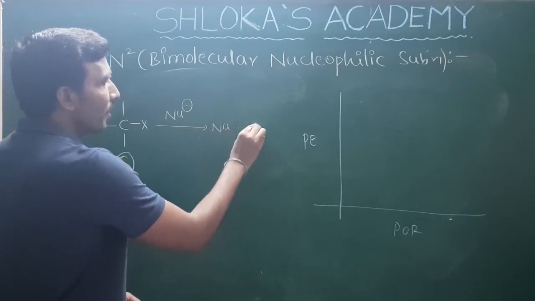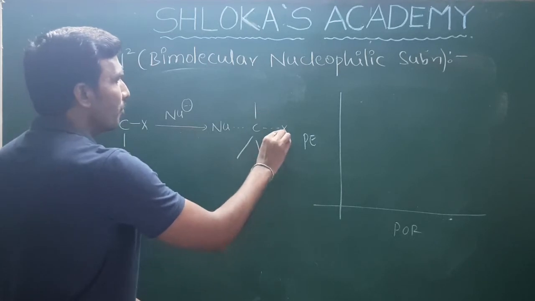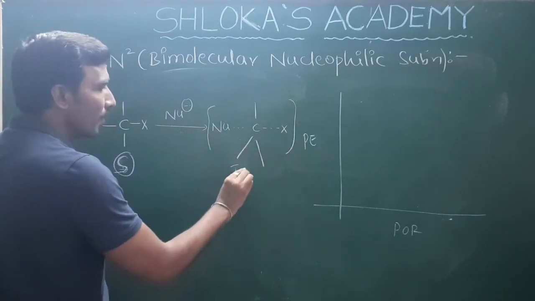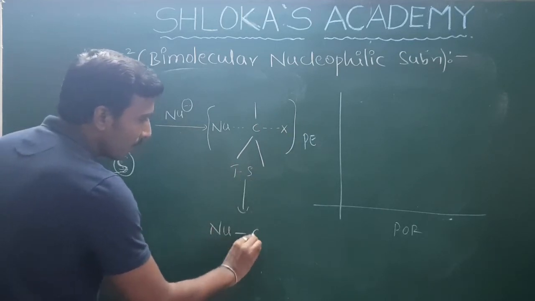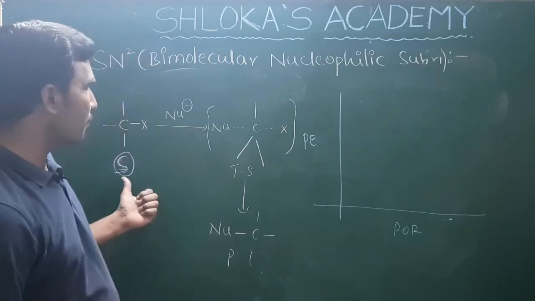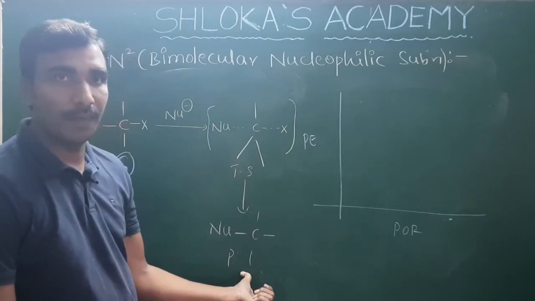The nucleophile is slowly attaching to the carbon and the halogen is slowly leaving from the substrate. It is what? Transition state. And what do we get? Here, the product we will get, P. Substrate, transition state and product.